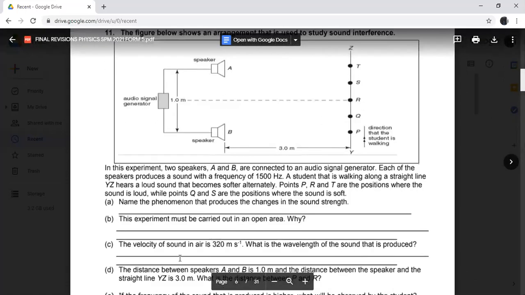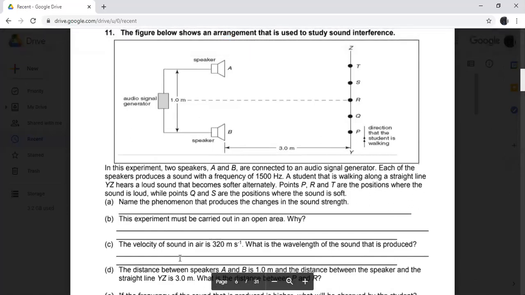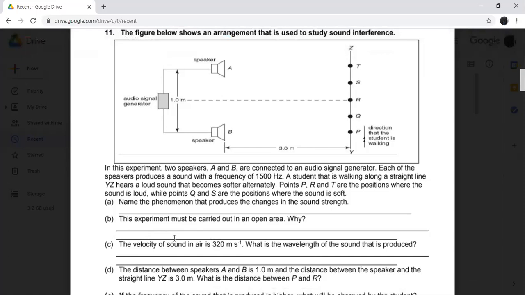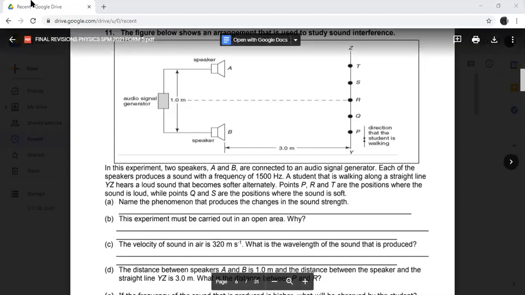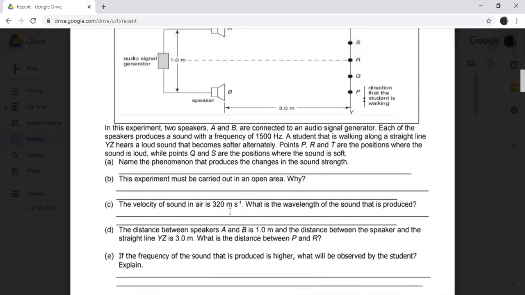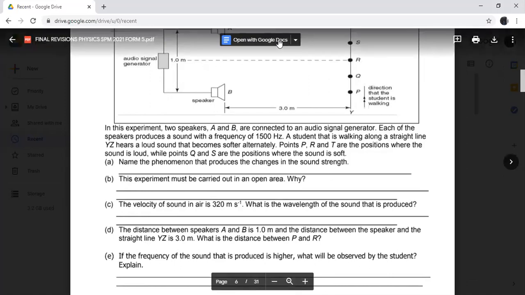Name the phenomenon that produced the changes in the sound strength. Interference of sound wave. This experiment must be carried out in an open area, to reduce the effect of echo. The velocity of sound in air is 320 meters per second. What is the wavelength of the sound that is produced? So let's calculate the wavelength.